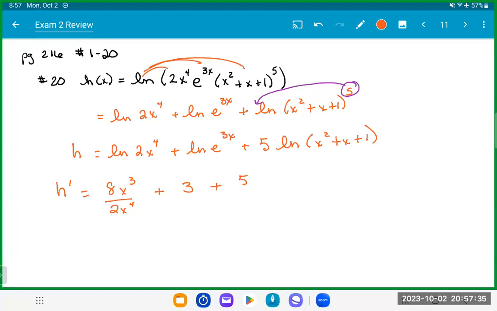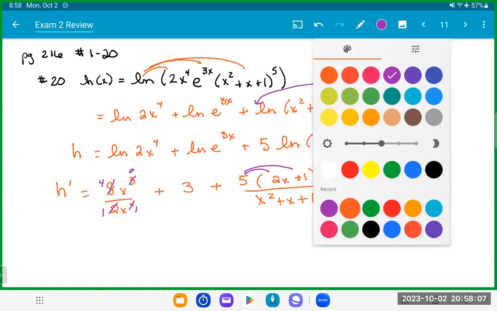Plus 5 times, this is going to be 2x plus 1. That's the derivative of my function over my function, which is x squared plus x plus 1. Okay. So 2 goes into 2 one time, 2 goes into 8 4 times. I have 3 x's here, so that's going to go to 0 x's, and that would cancel to 1. And then I need to just distribute that 5 to both of those pieces.